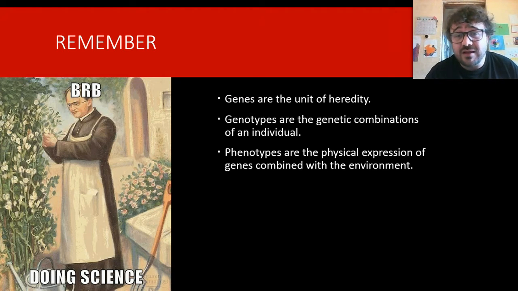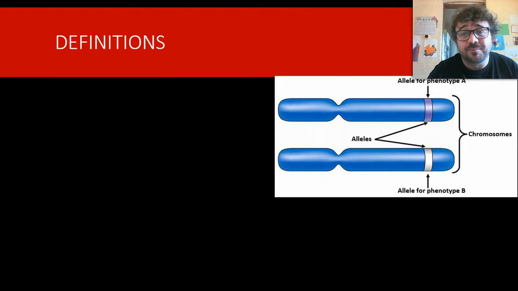So, genes, basically, they're the unit of heredity. Okay, we know this already. You know that genotypes are the genetic combinations of an individual, and you also know that phenotypes are the physical expression, so genes combined with the effects from the environment. All right, so let's go through some simple definitions.